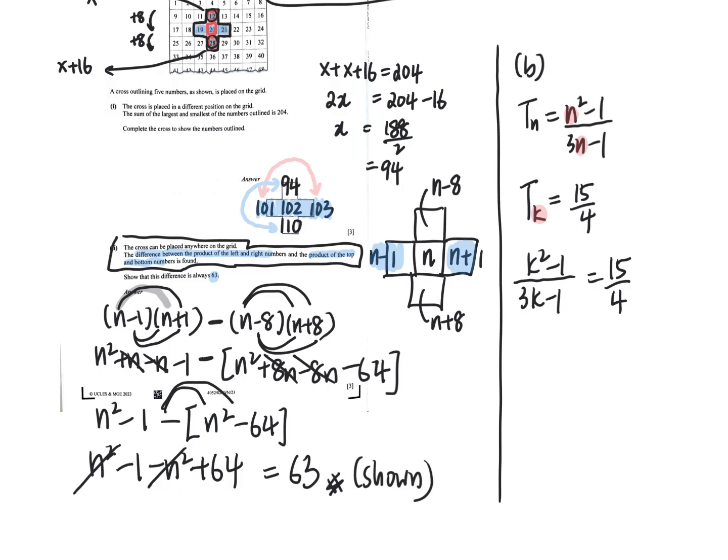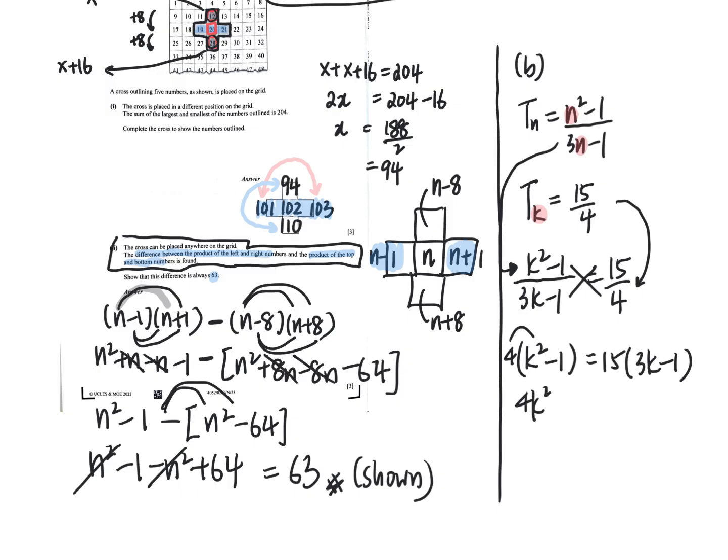Yes. Sorry? This one? I never flip. It's still 15 over 4. I copy here. I just change the k with n. So now once you have this, right? Then what you want is to solve for the value of k. So you cross multiply. Okay, you cross multiply. And then you simplify.